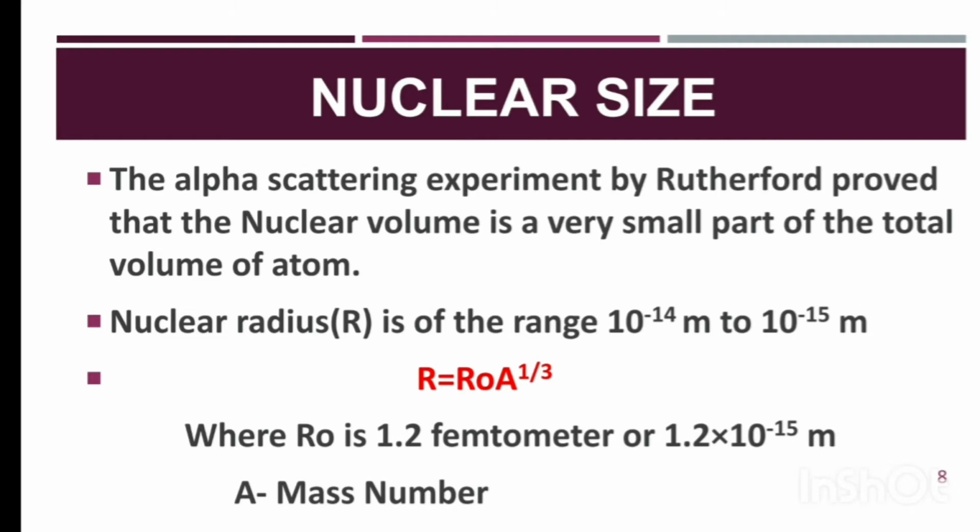Nuclear radius is represented by the equation R is equal to R0 A power 1 by 3, and R0 is 1.2 femtometer. 1 femtometer is 10 power minus 15 meter. So, R0 is 1.2 into 10 power minus 15 meter, and A is the mass number.